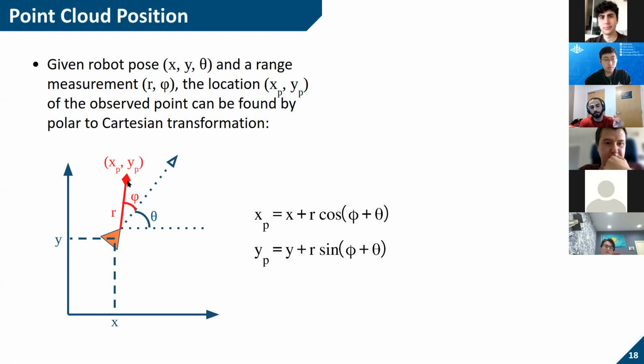The problem of finding the position of the obstacle in the world frame, or the x, y coordinates of the obstacle, is basically a polar to Cartesian transformation. It's basically a bunch of trigonometry to find the position as shown here.